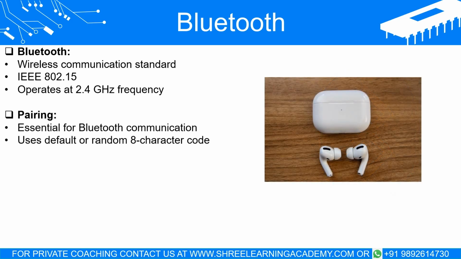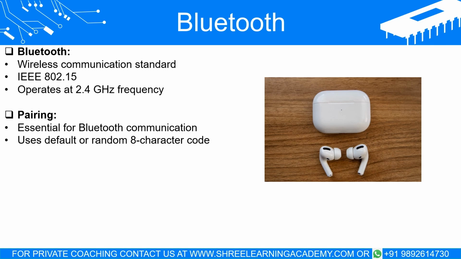Pairing devices is a fundamental concept in Bluetooth technology. Bluetooth connections occur between two paired devices, meaning that these devices have been synced to recognize each other and communicate effectively. This pairing can be achieved using a default pair code or a random 8-character code generated during the pairing process.